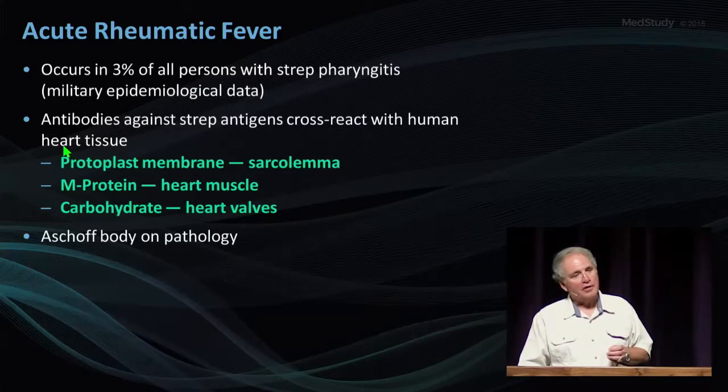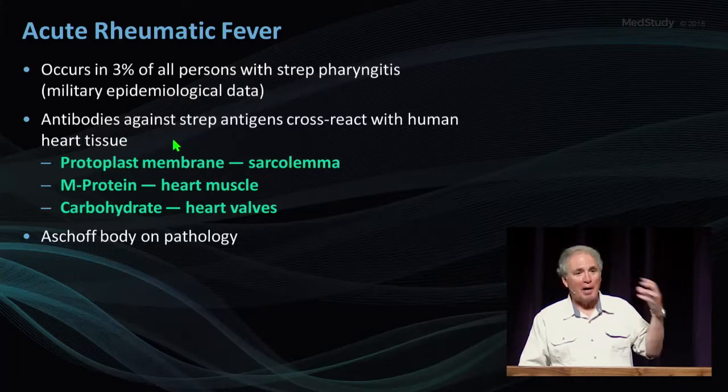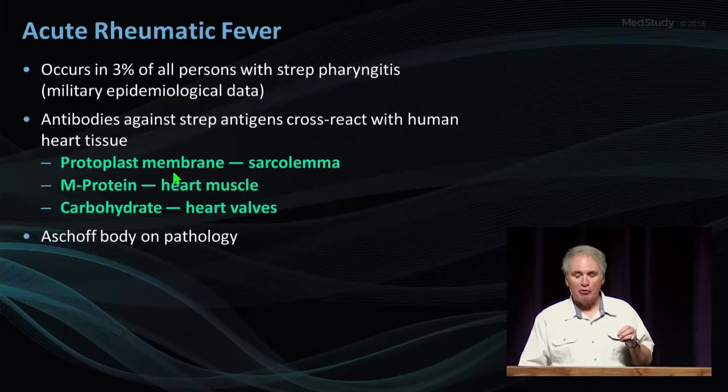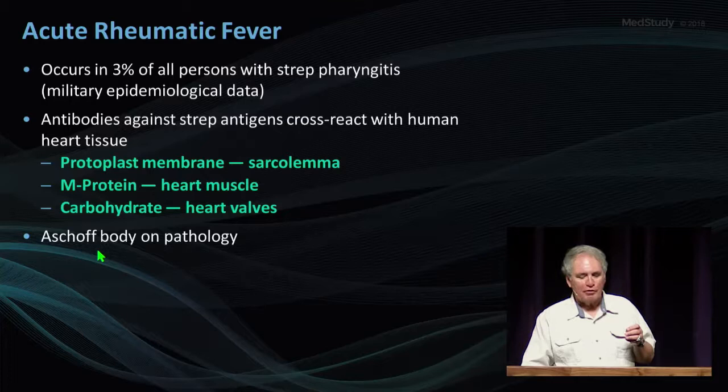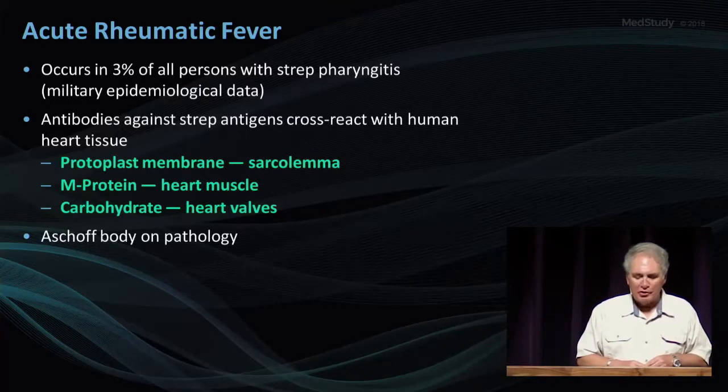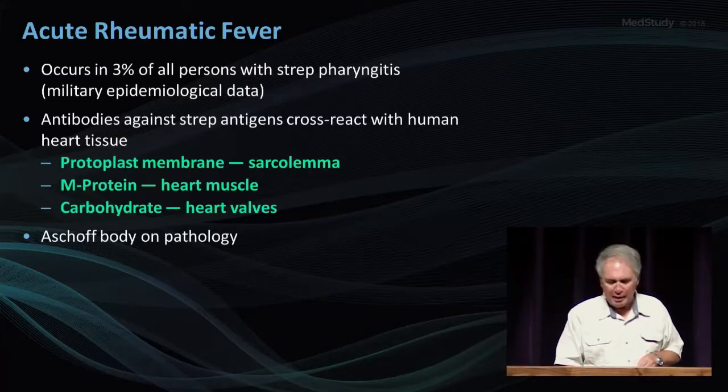And rheumatic fever is the consequence of antibodies that the body makes directed against strep antigens that cross-react with human heart tissue. So there are antibodies against the protoplasm membrane of the strep that attack the sarcolemma of the heart, M protein antibodies that attack the heart muscle, and probably the most famous are the anti-carbohydrate antibodies that attack the heart valves. And rheumatic fever is one of the few conditions where there's a pathognomonic finding on pathology, the so-called Aschoff body.